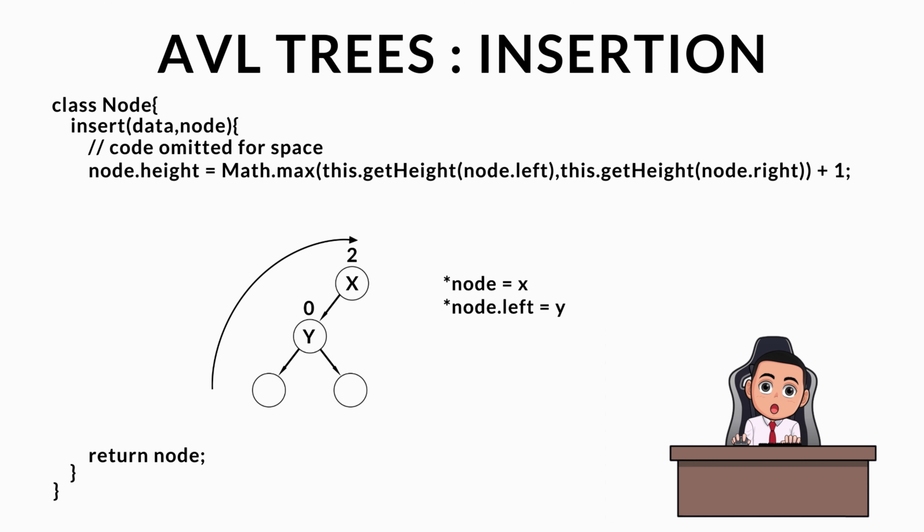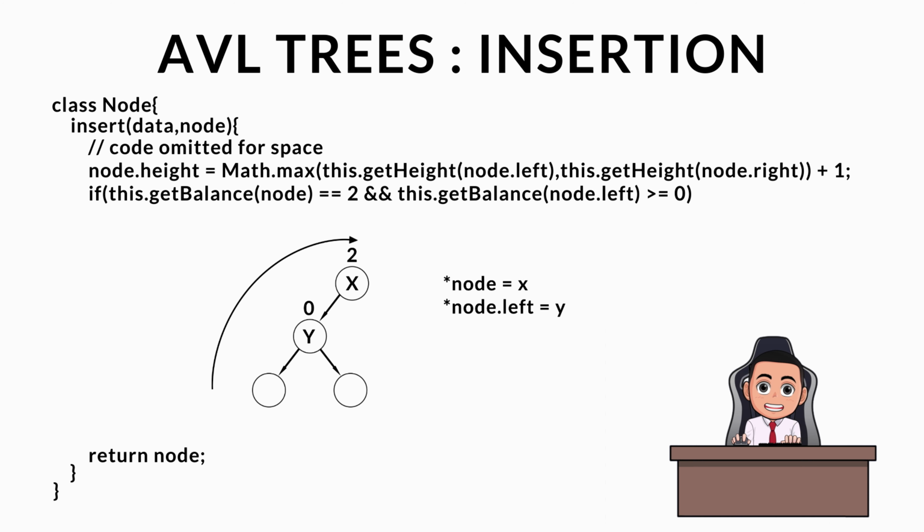Translating this into code, we could say we have a left-left case if the balance factor of node is 2 and its left child is greater than or equal to 0. So this would account for the left child having a balance factor of either 1 or 0. And if this is true, we want to perform a right rotation around x, so node being represented by x.